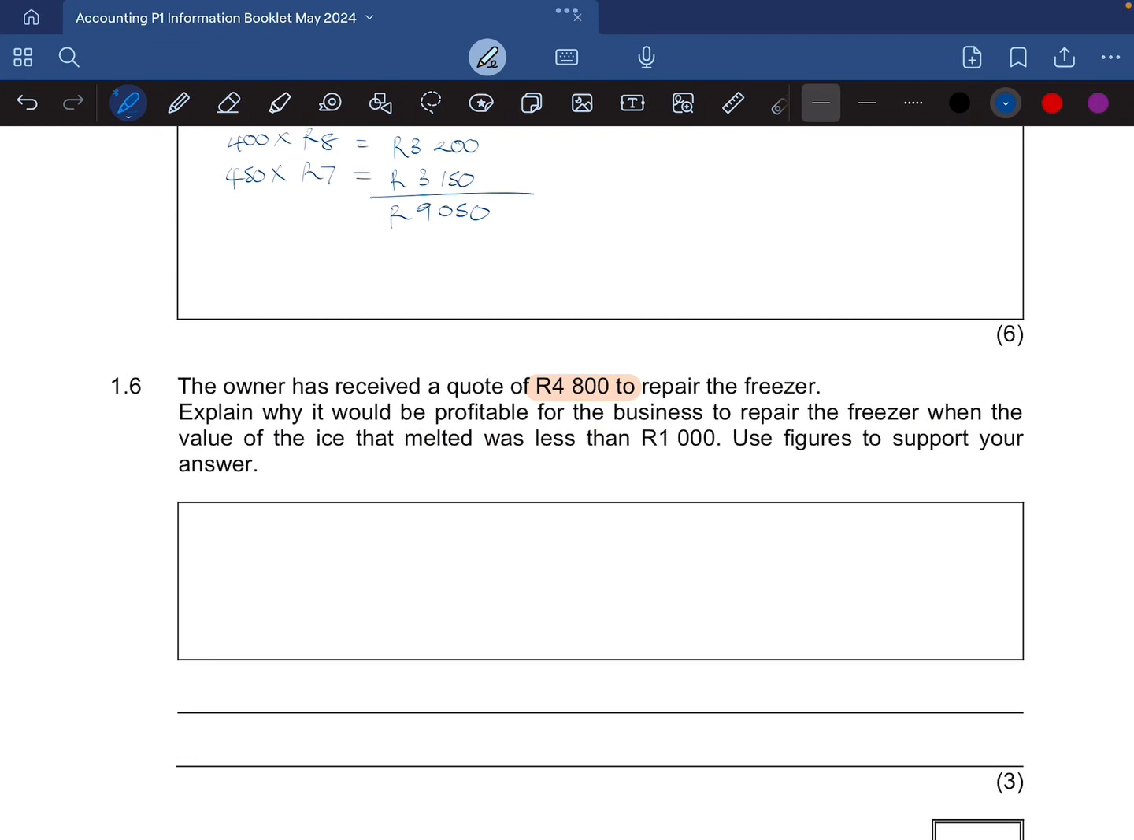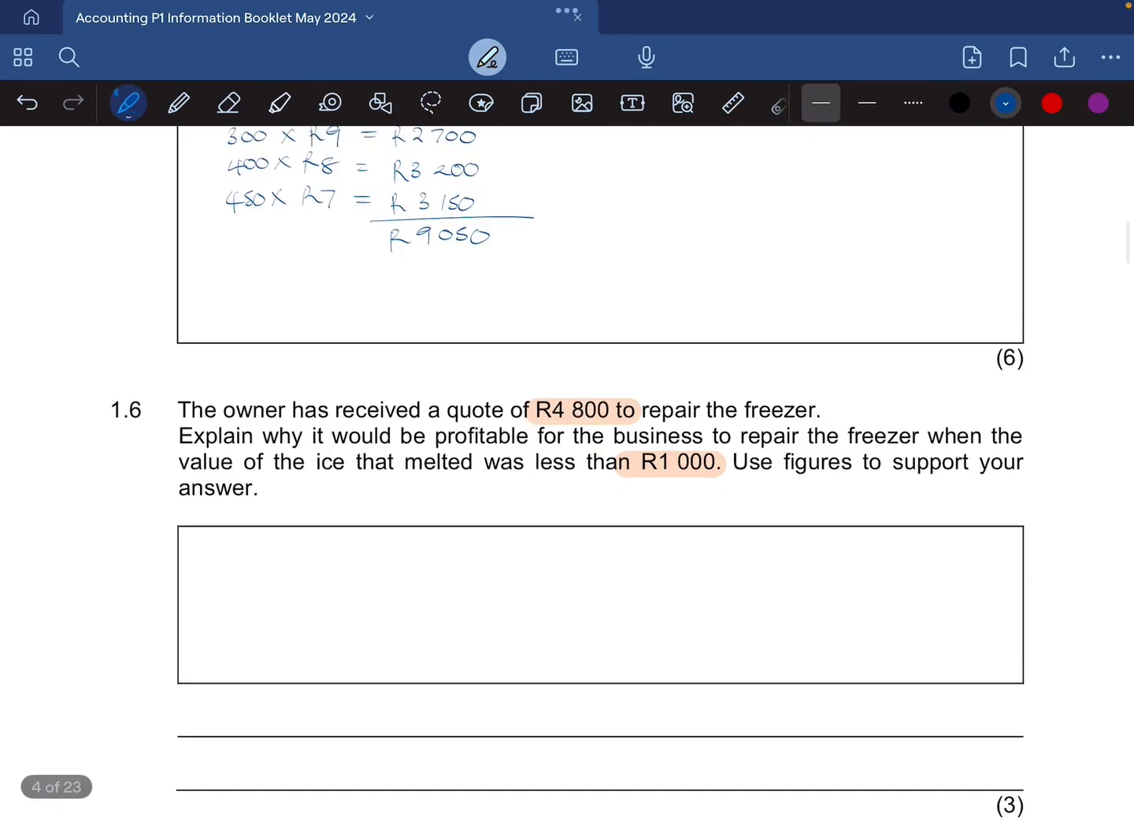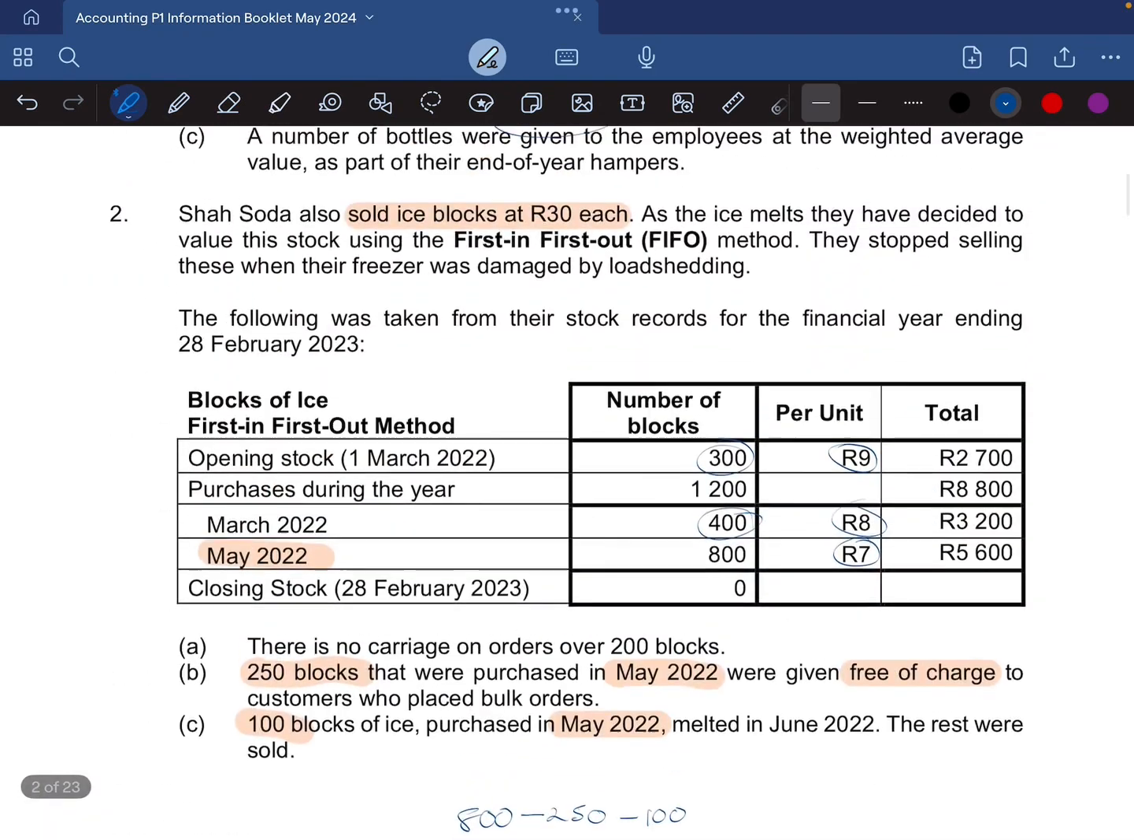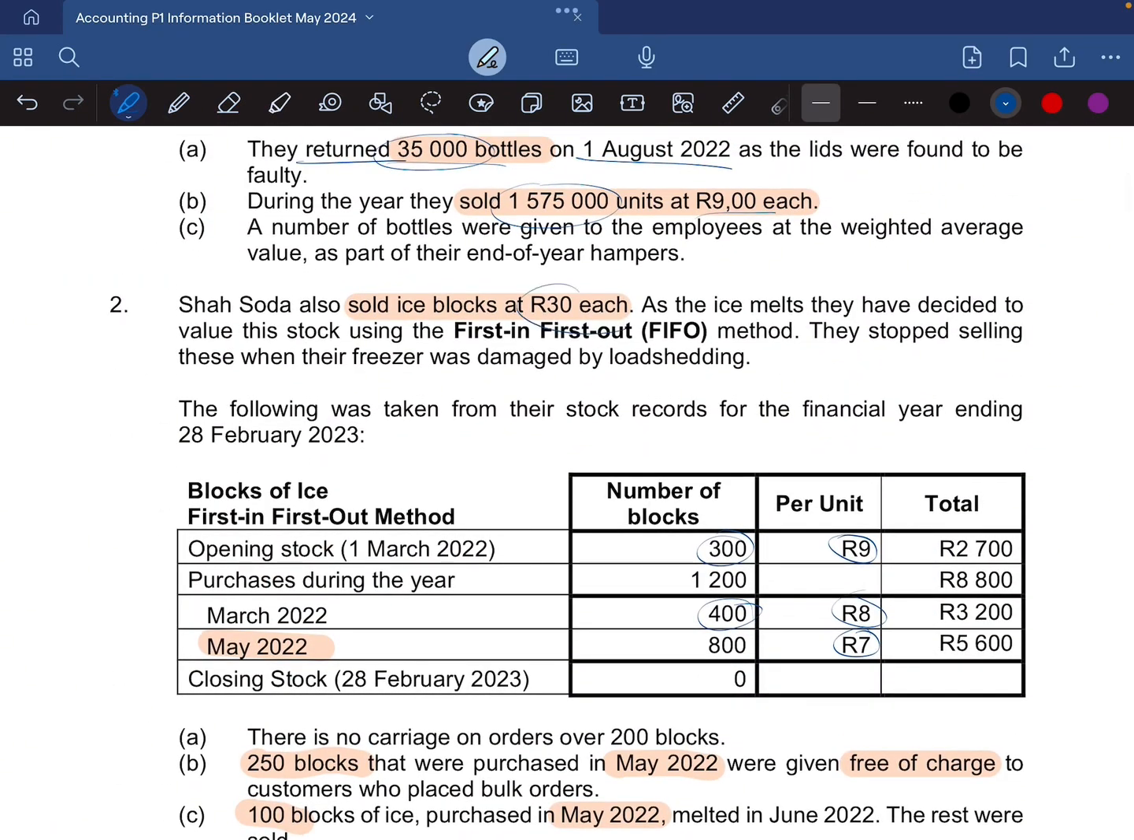Okay, so what necessarily happened here is that we have the ice that was melting, so their cost was even less than 1,000 rands. So now we need to think about, are we going to make a loss when we repair the freezer, or are we just going to make more profit even after we pay? So we need to calculate that and actually see how we're going to do this. Let's look at our sales amount first, right, to determine the revenue that we have earned. So we have earned 30 rands per ice block that was sold.